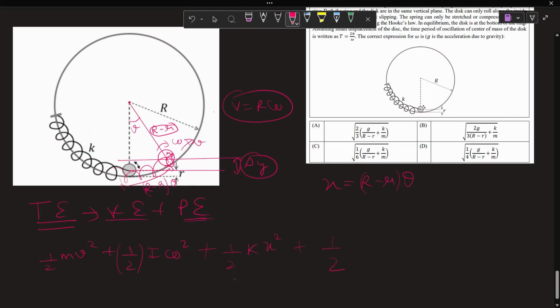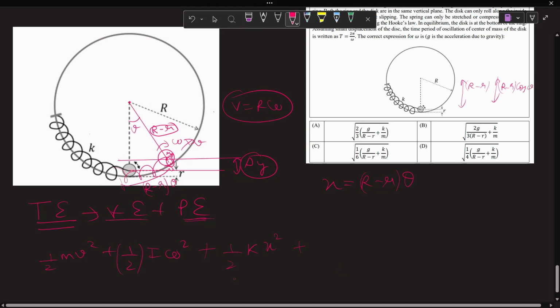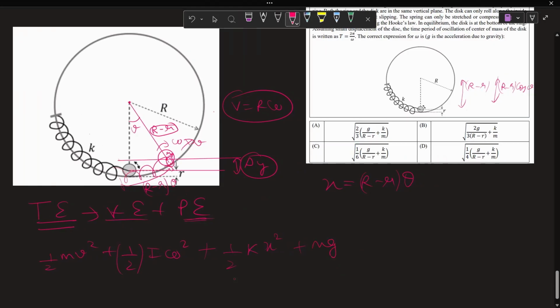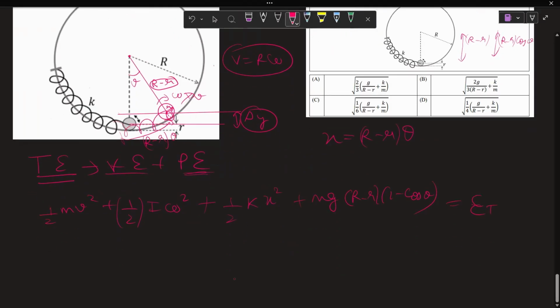Plus half. So delta y. Initially, the system was here, so it was R minus r. Afterwards, it became R minus r times cos theta, right? So basically the length change caused is mg(R minus r)(1 minus cos theta) is equal to total energy. The question is finished. How?